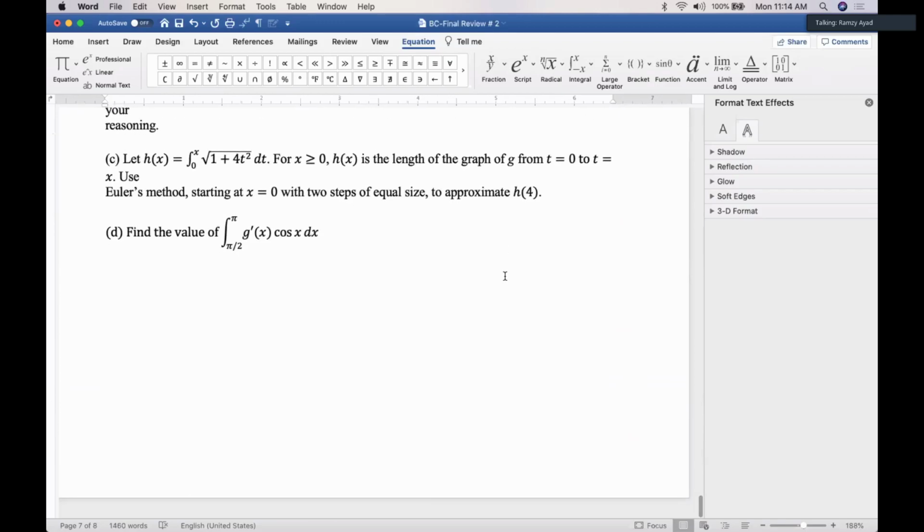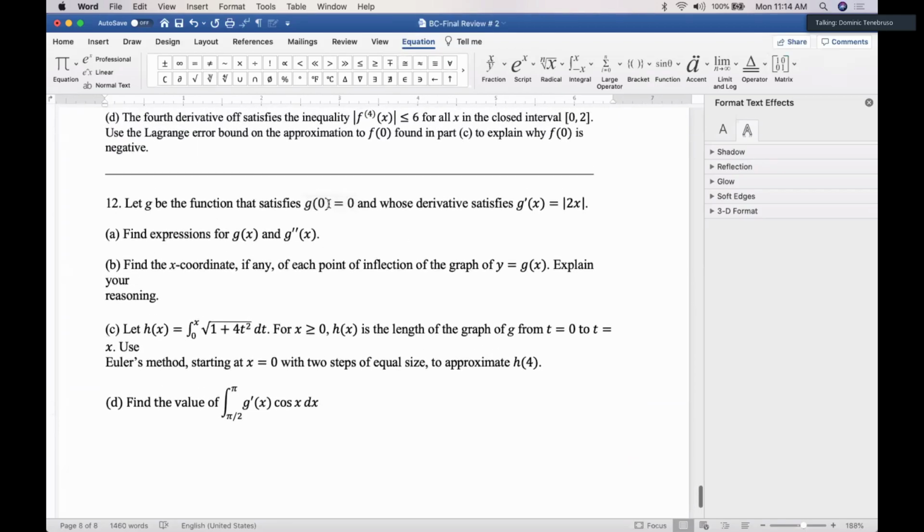You're on 12. You finished the 12? Yeah, okay. I did it. I tried to do it. Which part of it or all of it? You start with A. It's 12A. Okay.